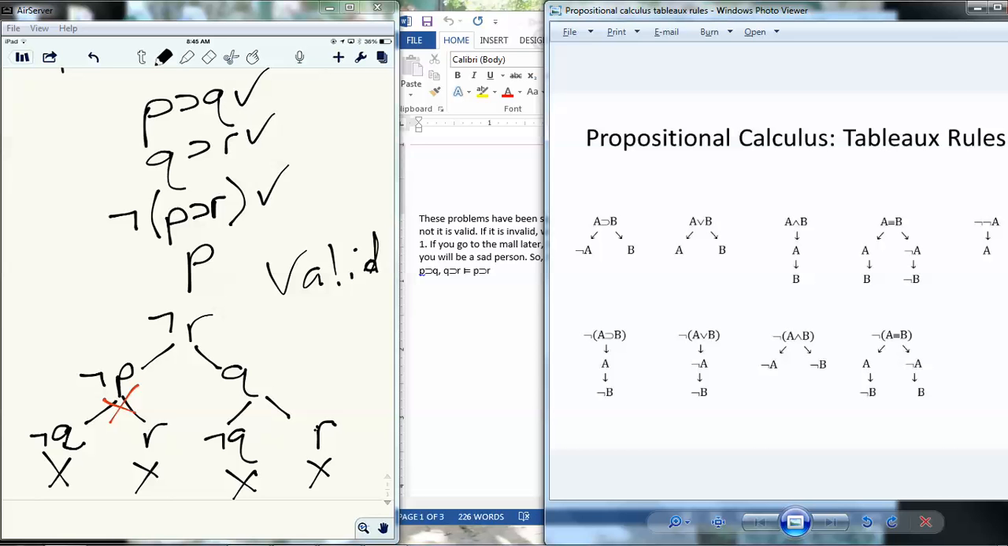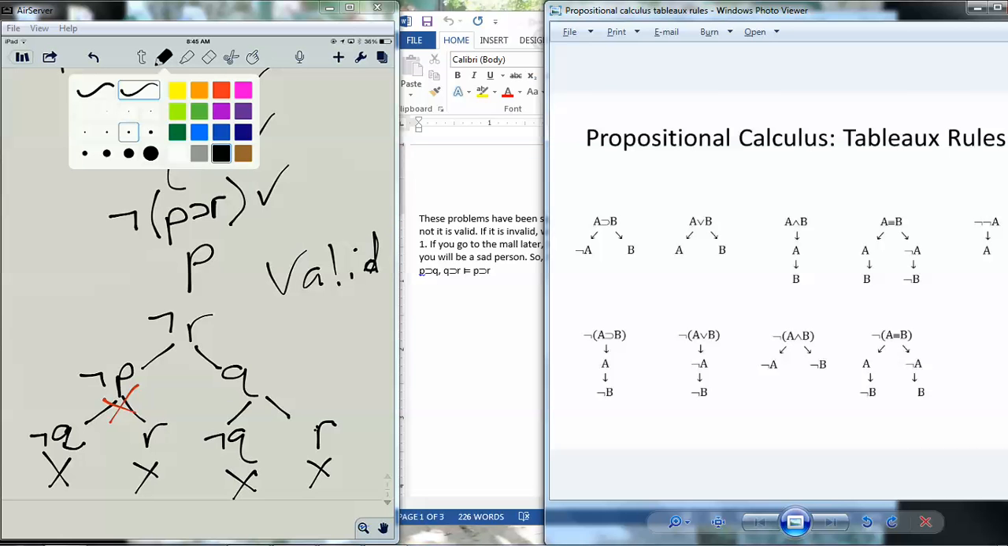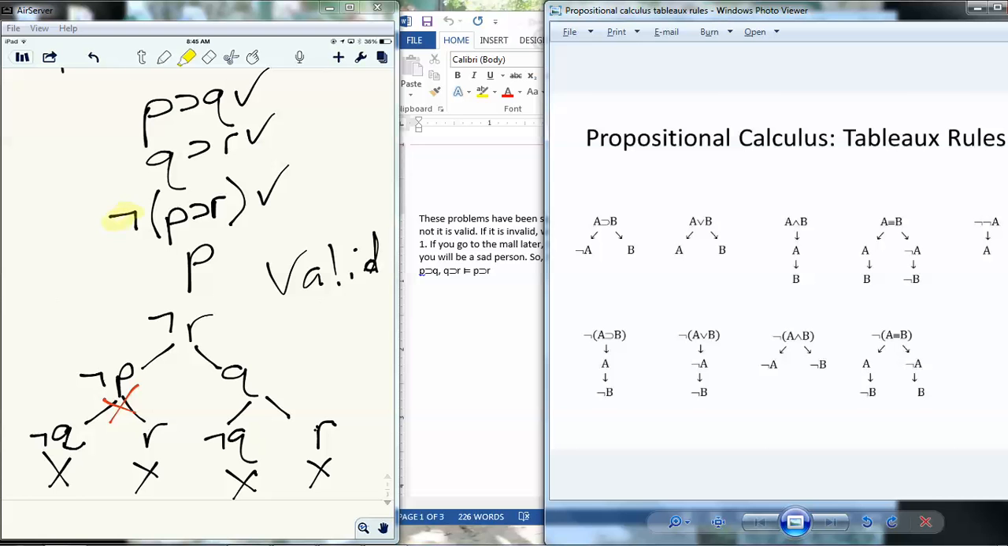Valid. There we go. So again, it's kind of counterintuitive because you're looking at all these X's and it looks like, oh man, it didn't work. That must be invalid. No, that's not. Remember what you're doing. The big deal. Let's use a highlighter. The big thing is right here, right?